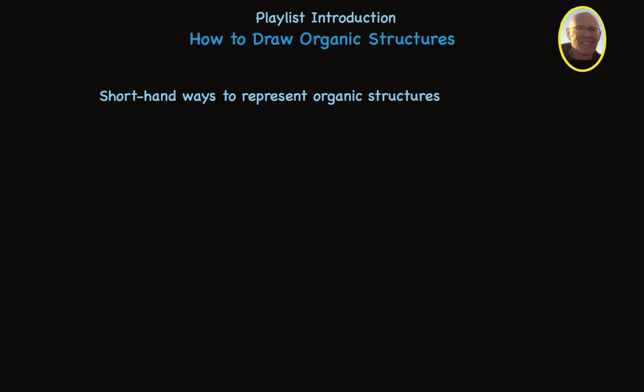Organic molecules often contain quite a few atoms, dozens, hundreds, maybe even thousands. So it's important to be able to draw those structures without having to draw every single atom. The first lecture in this playlist will show you shorthand ways to represent organic structures, so we can rather easily and quickly draw those structures, and at the same time use those structures to focus on the important parts of the molecules. You'll see it really is quite effective.